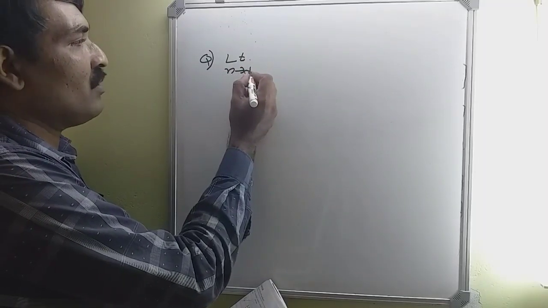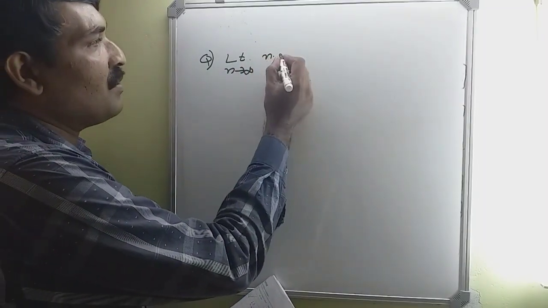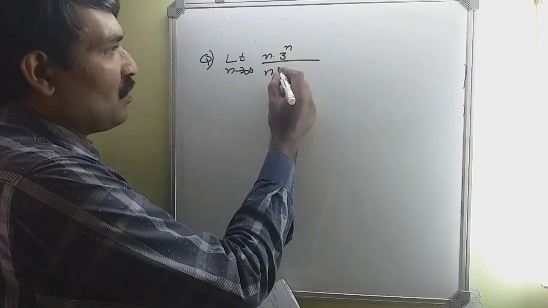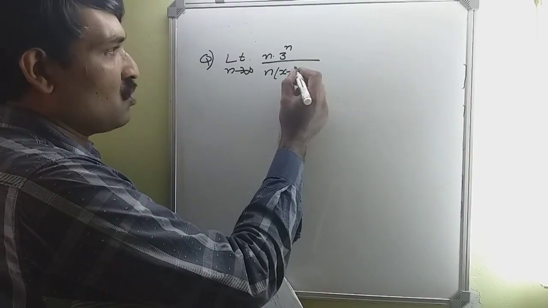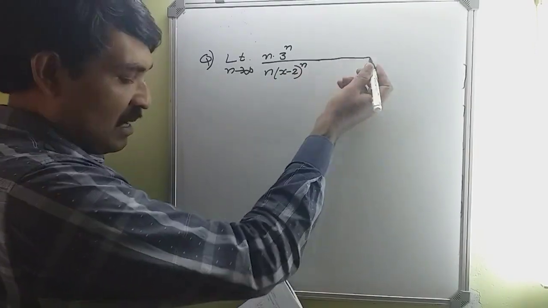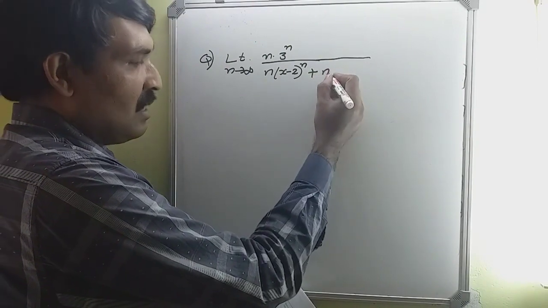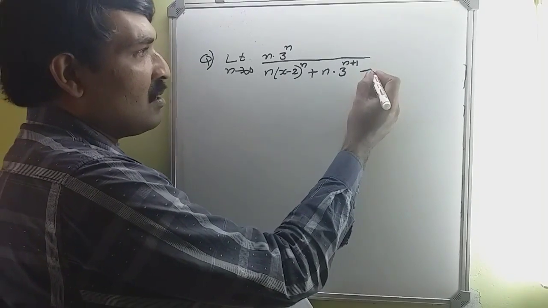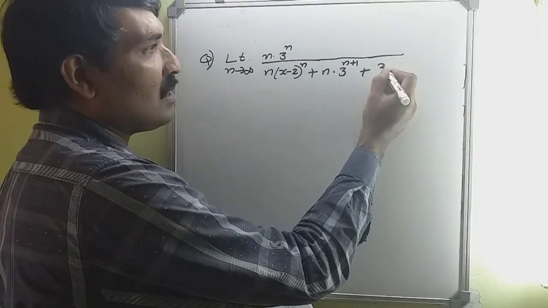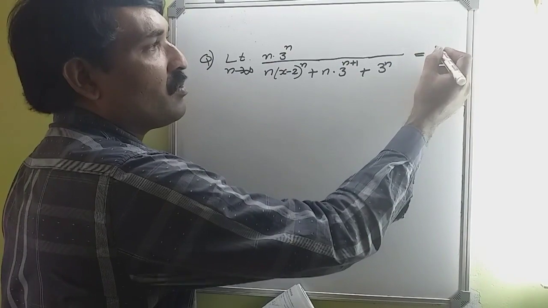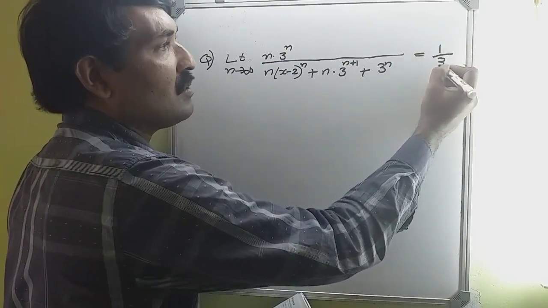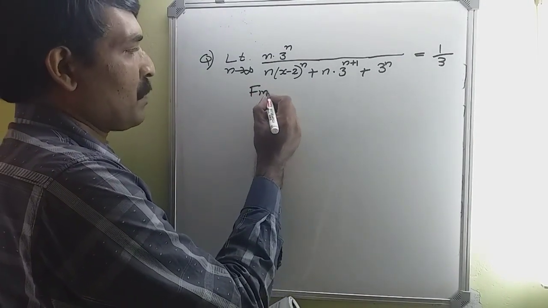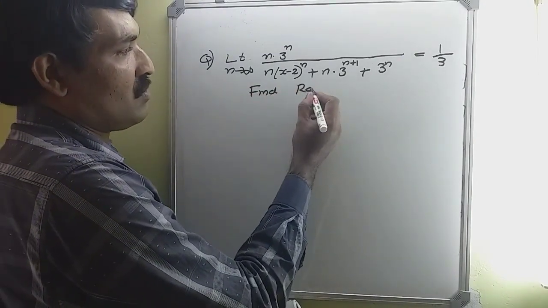Limit as n tends to infinity of n into 3 raised to n by (n into (x minus 2) whole raised to n plus n into 3 raised to n plus 1 plus 3 raised to n) is equal to, the answer is given as 1 by 3. Find the range of x.